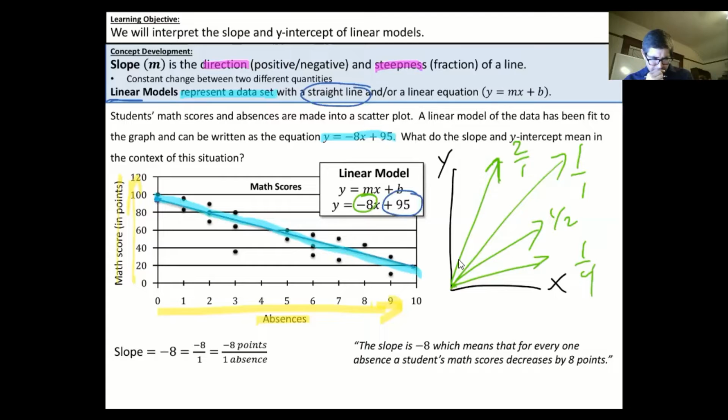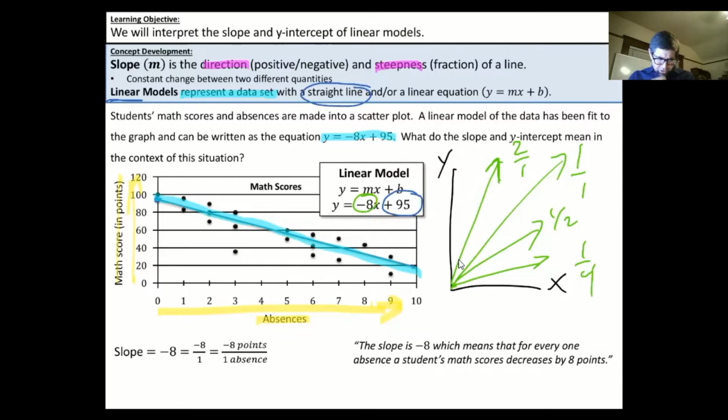All right, so I see that the line is starting on the left and going downhill from left to right. So that means my slope is negative. Okay, good, I see a negative 8, so that does make sense. I have a negative slope here. Then I also see that I have an 8, a number that's telling me the actual steepness of that line. Okay, well, what does that number mean in this problem?